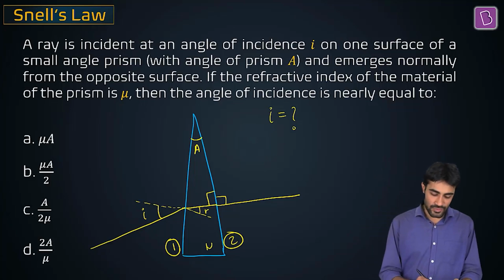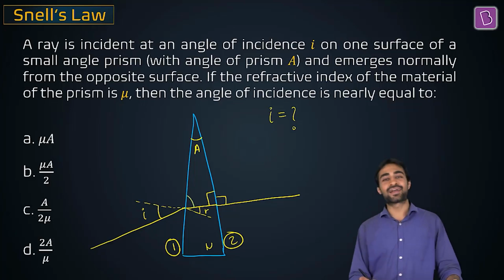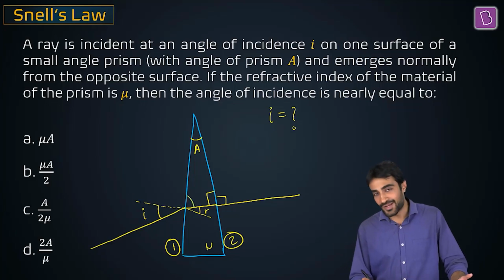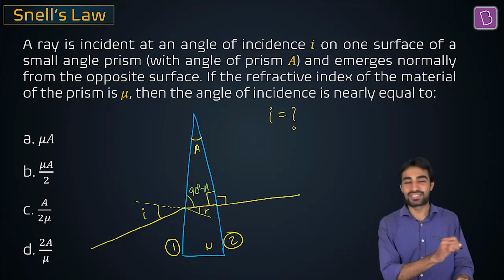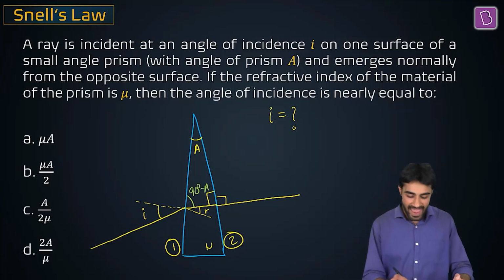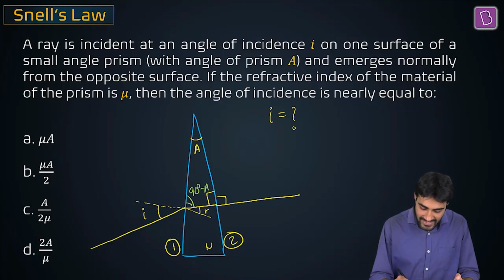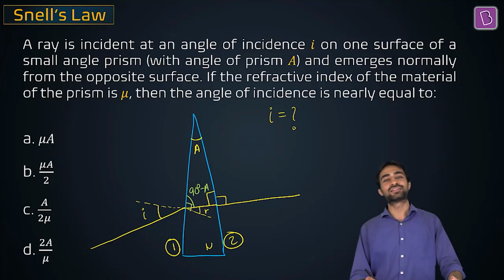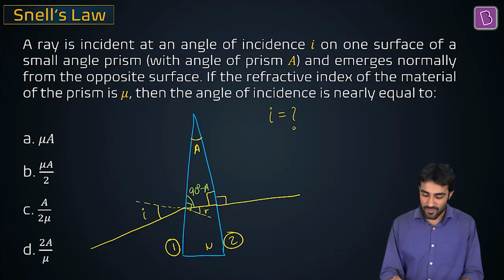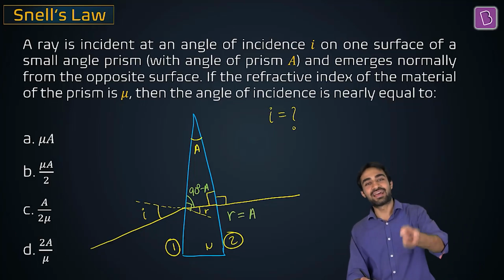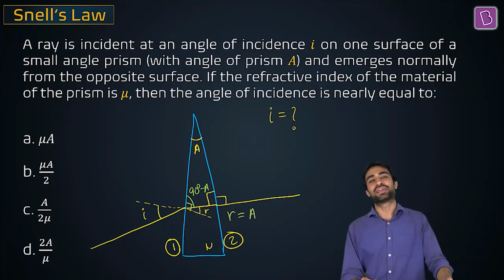Well, let me suggest you something. You can calculate what this angle is. This angle from the right angle triangle we can see is 90 minus A. Can you see that? And this normal makes an angle of 90 degrees with the surface. So what is R? R is equal to A. Yes, R is equal to A.